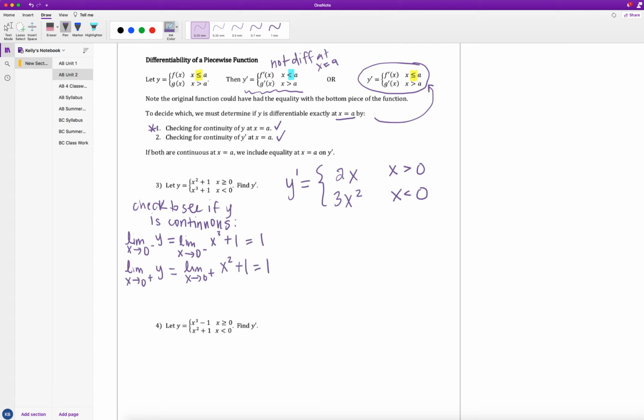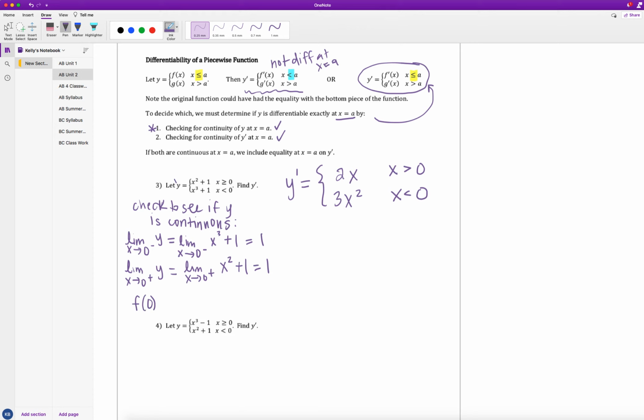Now we know from our last unit that just because the limit from the left equals the limit from the right does not necessarily mean that our function is continuous. We also have to compute the function value there. So we also have to think about at x equals 0, is that equal to these limits? So we need to compute that f of 0.